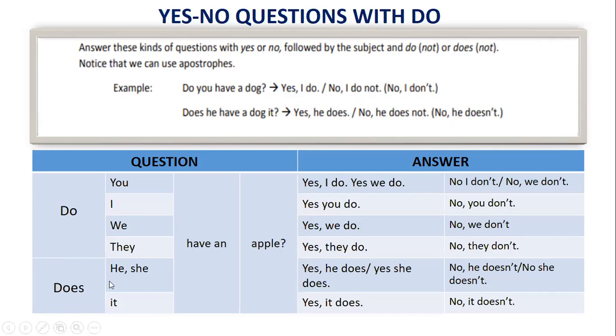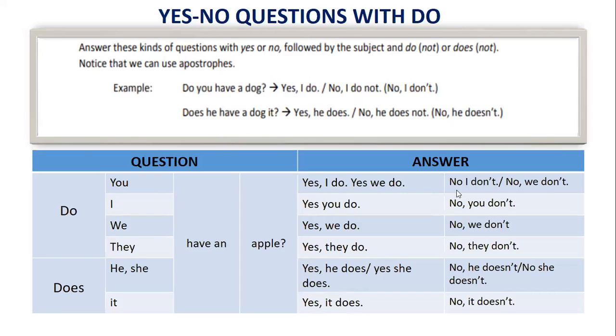Vea que cuando llegamos a he, she, it, utilizamos does, ¿verdad? Does he have an apple? Does she have an apple? Does it have an apple? Esas son las preguntas. ¿Cómo respondo de forma afirmativa? Yes, I do. Si me pregunta a mí. Y si nos pregunta a nosotros, digo yes, we do. Yes, you do. Etcétera, ¿verdad? Entonces decimos, yes, they do. Cuando llegamos a he, she, it, decimos yes, he does. Yes, she does. Yes, it does.